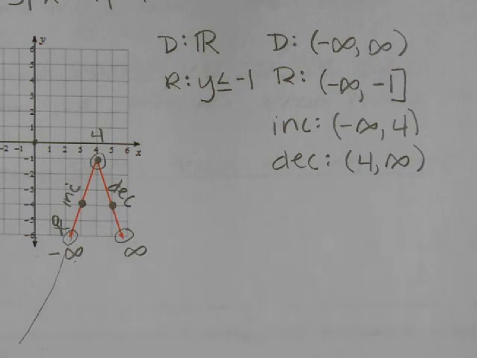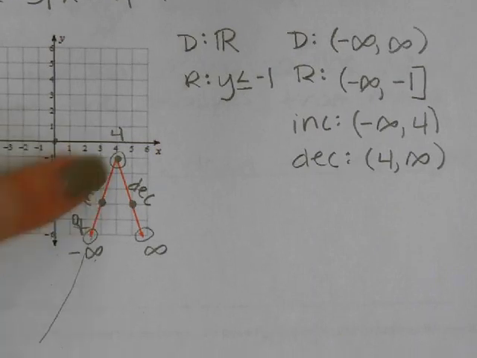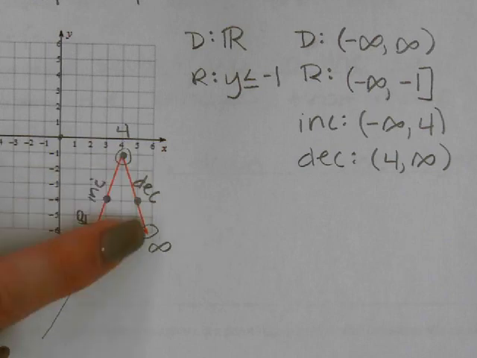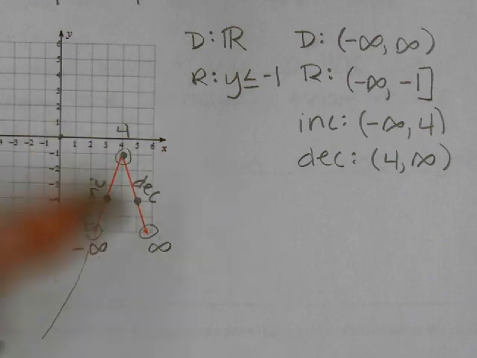Because that's an x value, we're going to the right. We're not thinking about up and down here. So it slanted up to the right where it's increasing from negative infinity to 4. It slants down to the right where it's decreasing from the x values of 4 to infinity.